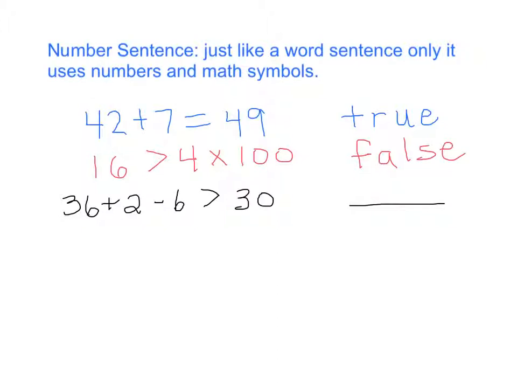So let me review for you. A number sentence is just like a word sentence, only it uses numbers and math symbols. So you need to be able to locate operation symbols, and you need to know that there are relation symbols that compare one side of the equation to the other.